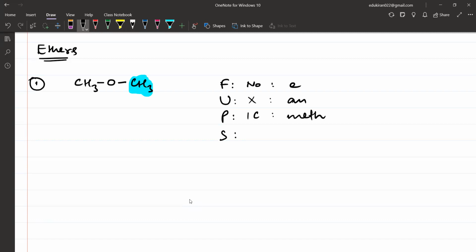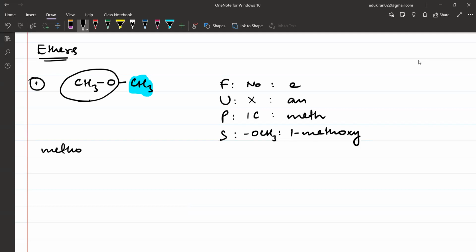Then I will choose the substituent. Substituent is OCH3, which has a name, methoxy. If you look at the substituent, OR is alkoxy: methoxy, ethoxy, and so on. Now, methoxy is present on which carbon? The same carbon, one carbon, right? We don't have to number the parent or the unsaturation because there is nothing, and the functional group also nothing. So one we can ignore, and it will become methoxymethane.